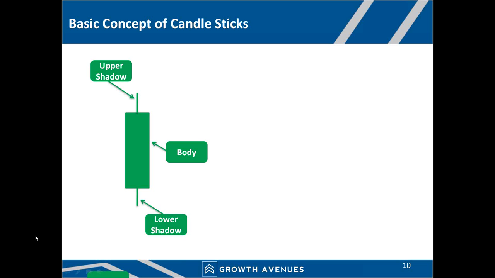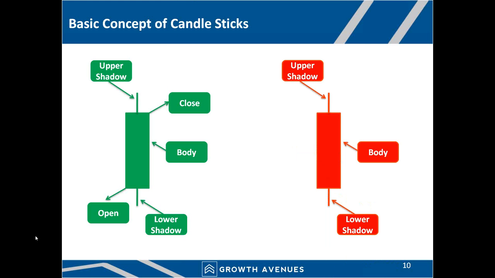Since this is a green candle, the open is at the lower end and the close is at the higher end. So this is as far as a bullish candle is concerned. Now you have a bearish candle. The bearish candle, everything else remains the same except the open is at the upper end and the close is at the lower end.